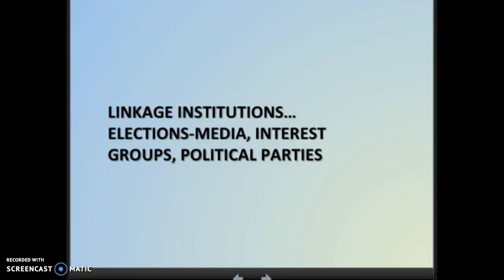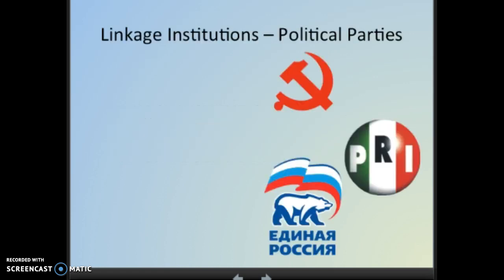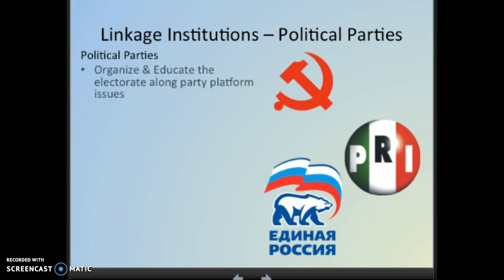Continuing with topic 3 of political institutions. We're going to focus on linkage institutions, which includes elections, the media, interest groups, and political parties. So we're going to start with political parties. Again, this is a lot of review from U.S. government. So the function of political parties is, one, to organize and educate the electorate.